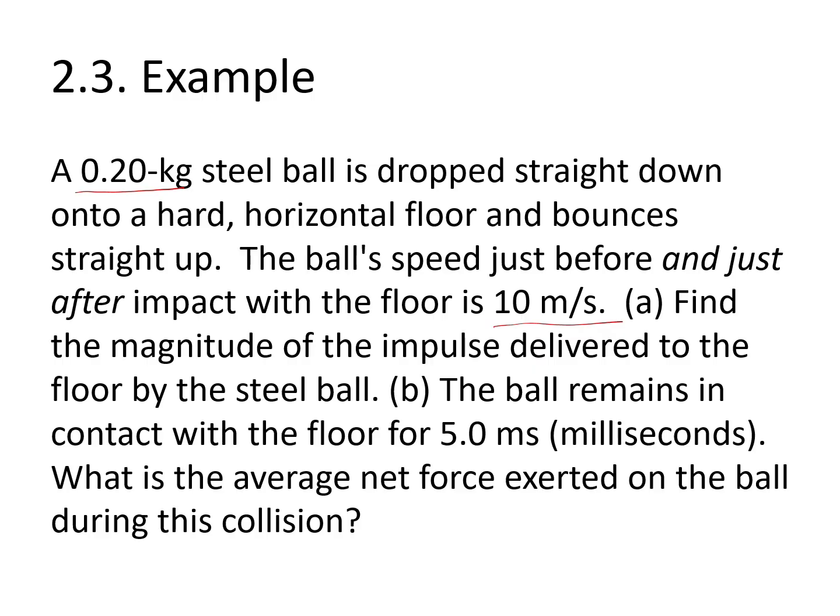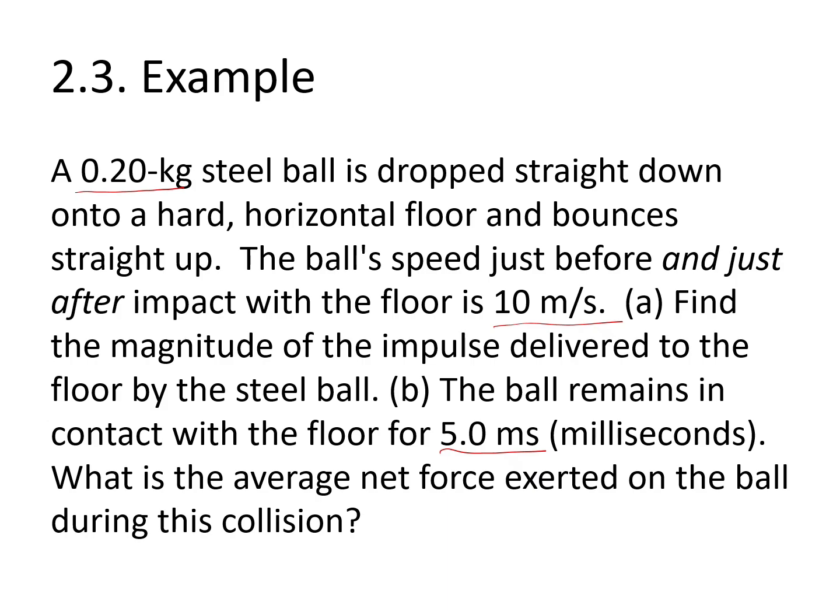Part A asks for the magnitude of the impulse delivered to the floor by the steel ball. Part B asks for the average net force exerted on the ball during the collision if the ball remains in contact with the floor for 5 milliseconds. Before we solve it, we need a sign convention.